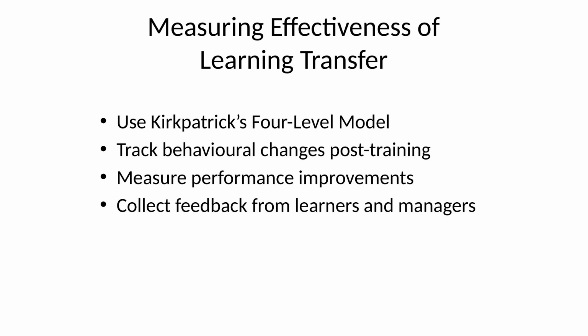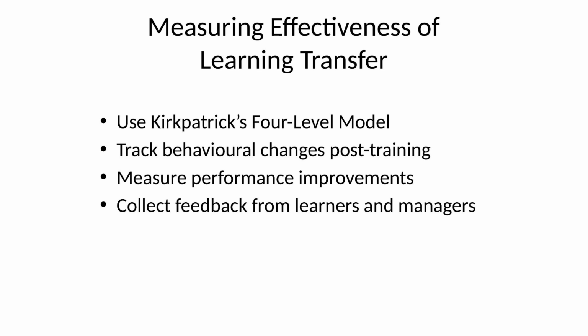Assessing whether learning has transferred into workplace performance can be done using tools like Kirkpatrick's model. This framework evaluates training across 4 levels: reaction, learning, behavior, and results. The third level, behavior, focuses on whether employees are applying new skills on the job. Indicators include improved communication, productivity, or compliance. Performance data and KPIs provide measurable outcomes. Feedback from learners and their supervisors also offers qualitative insight into the effectiveness of the training.